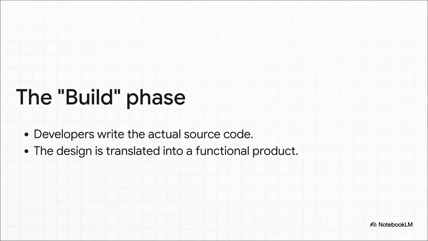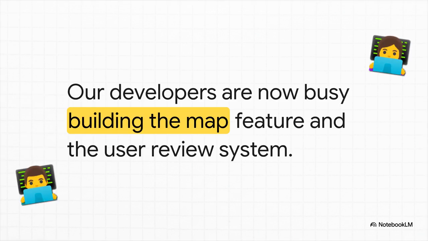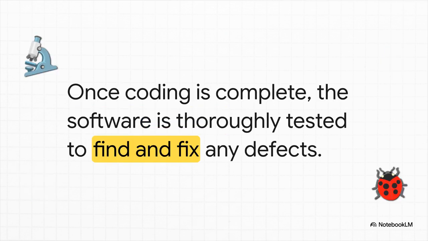They're translating those beautiful plans into a real, functional product. So, for our Coffee Finder app, the team is at their keyboards, totally in the zone. They're building out that map feature, coding the review system, and making those search filters actually work. Bit by bit, the app is finally coming to life. The code is written, and we have something that really looks and feels like an app.